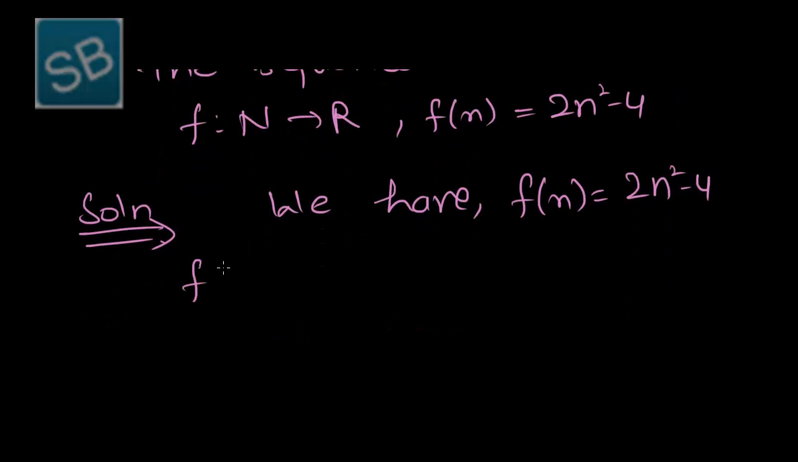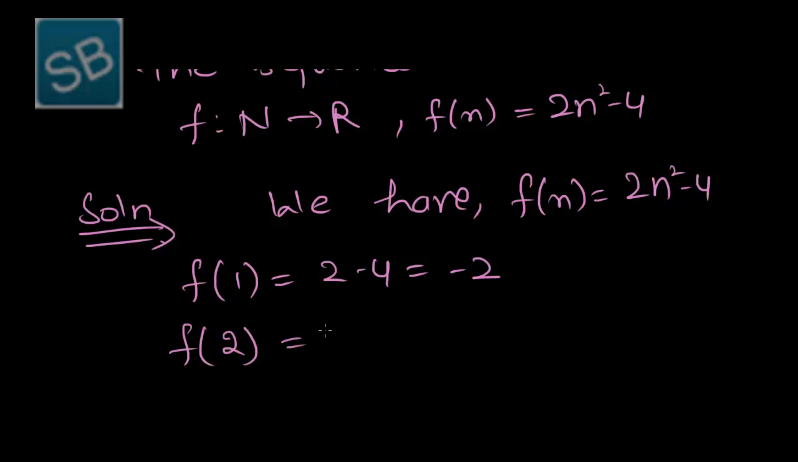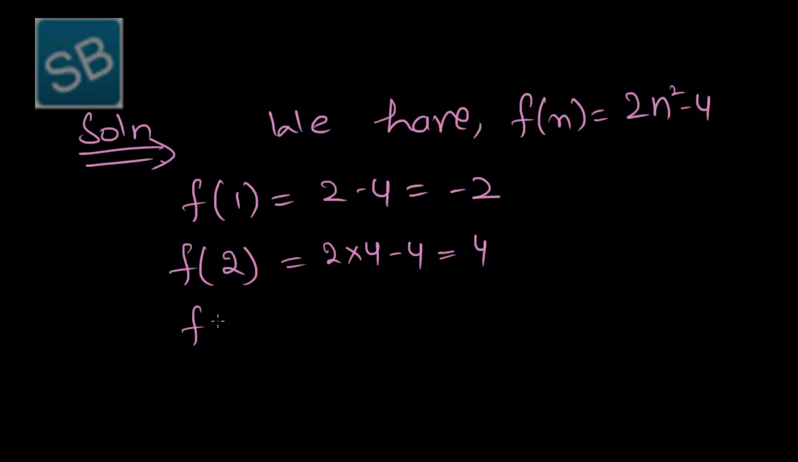So first term f of 1 is equal to 2 minus 4, that is minus 2. Now f of 2 is equal to 2 into 2 square, that is 4, minus 4. 4 into 2 is 8. 8 minus 4 is 4. Now the third term is 2 into 3 square, that is 9, minus 4. 9 into 2 is 18. 18 minus 4 is 14. That is the third term of the sequence.